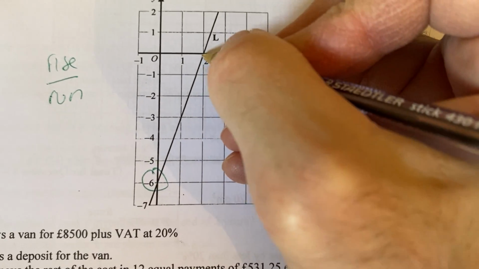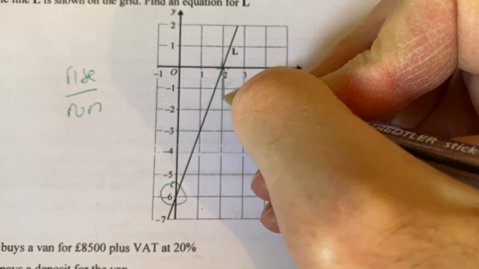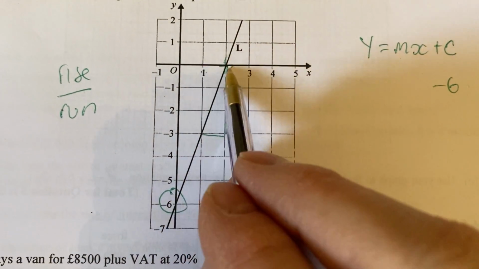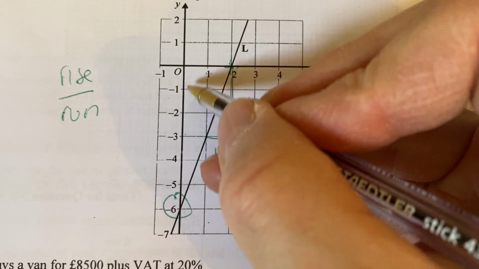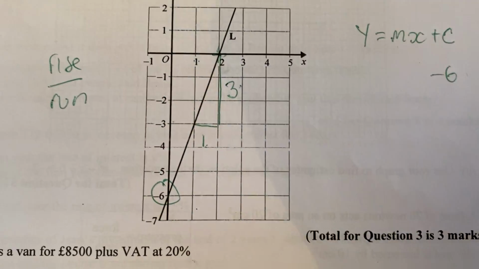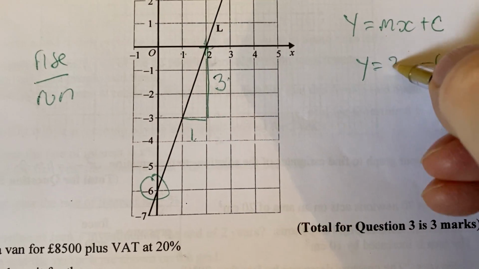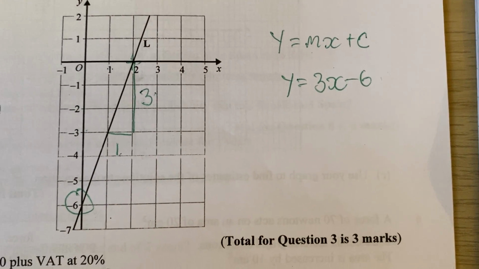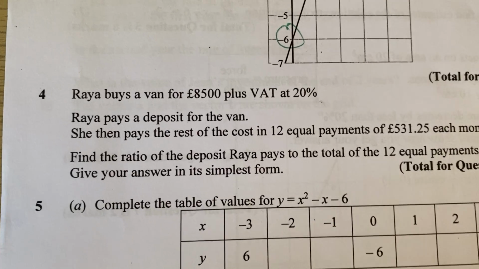The rise here, if I'm taking this crosshair point all the way down and all the way across, check your units, that's a 1, and this is 1, 2, 3. So it's 3 over 1. So this is y equals 3 over 1, which I can just leave as 3x minus 6. Then we get to question 4.